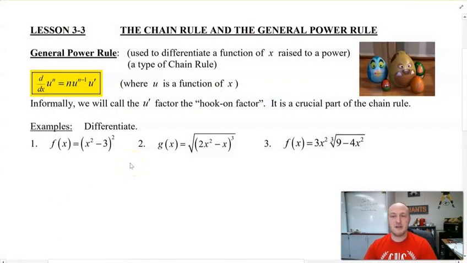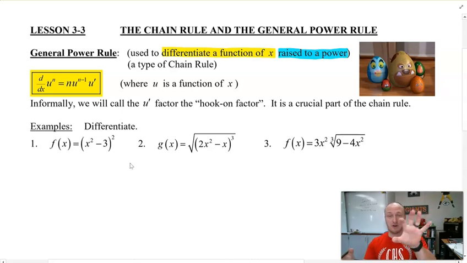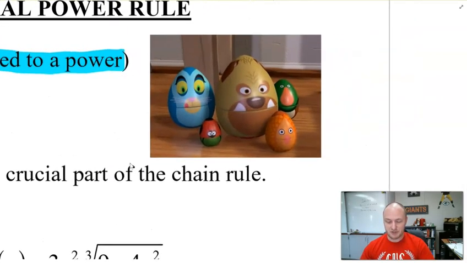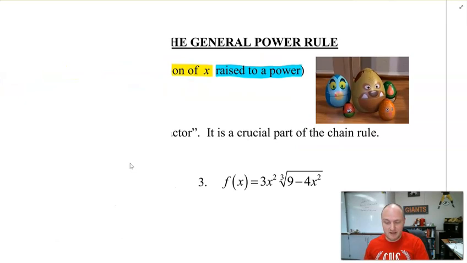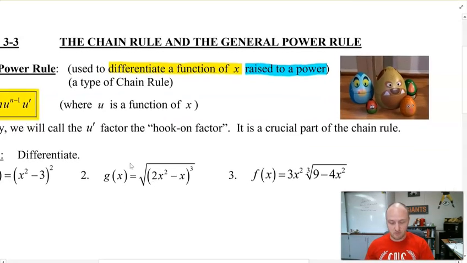The chain rule, also known as the general power rule, is used to differentiate a function of x that is raised to another power. Imagine a function within another type of function. I like to use the analogy of Russian nesting dolls, one within another. You have to open up the outside one, and then another one's inside, and then you open up the one inside, and there's another one in there. That's my concrete example of what the chain rule is.